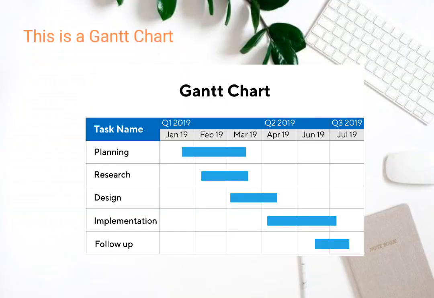So this is a Gantt chart. As we can see in the Gantt chart, there is a task name: planning, research, design, implementation, follow-up. So over here on the left side is the date.